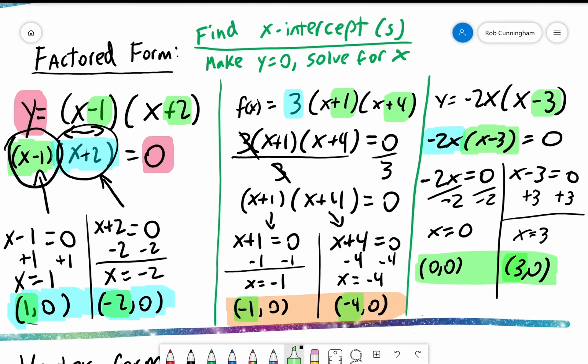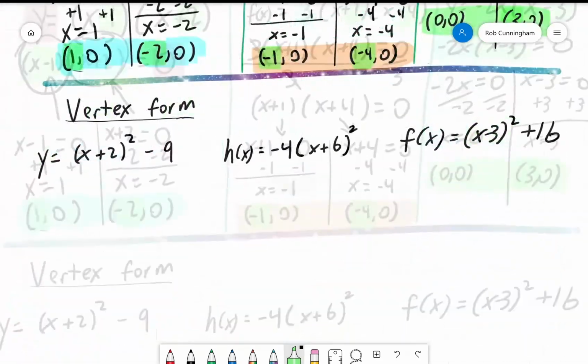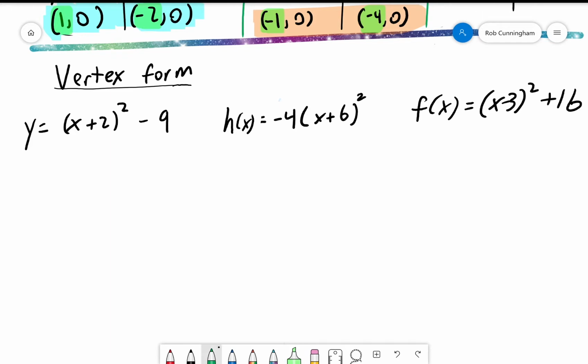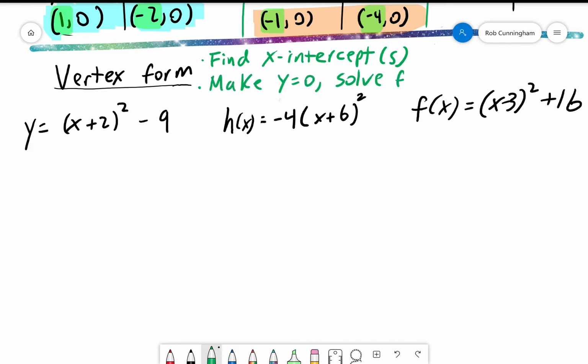So if you're thinking, oh man, the answer always seems to be the opposite of whatever is in there with the x inside the parentheses, then that's a great thought process, and it's something you should be thinking about going forward. All right, let's move on to vertex form. Now in vertex form, the process is exactly the same. We are still finding the x-intercepts, and we are still making y equals 0 and solving for x.